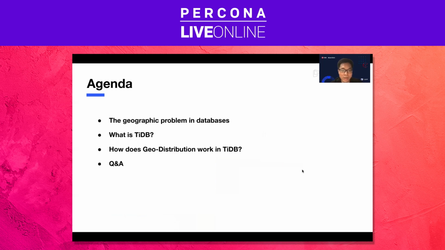Let's take a look at the agenda of this talk. Firstly, I'll talk about the geographic problem in databases. Then I'll introduce our distributed database, TiDB. Next is the approach of how we solve the geographic problem in TiDB. At last, there is a Q&A part for anyone who has questions. So please drop your questions in the Slack channel, and we'll answer them after I finish the talk.